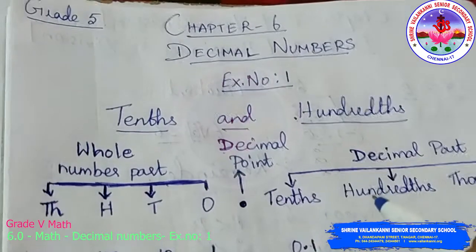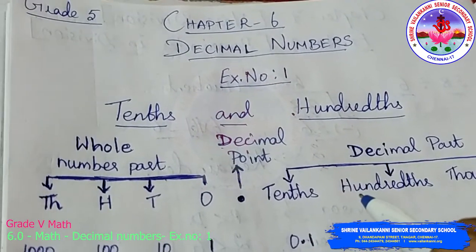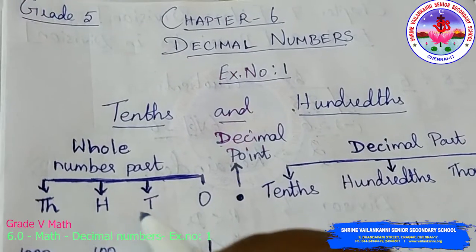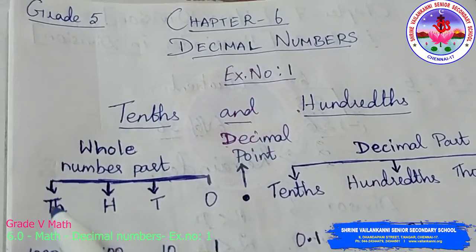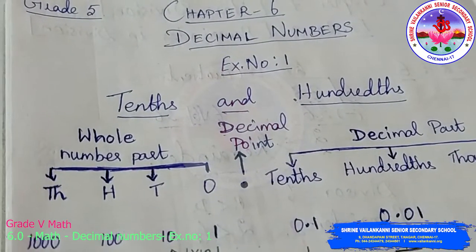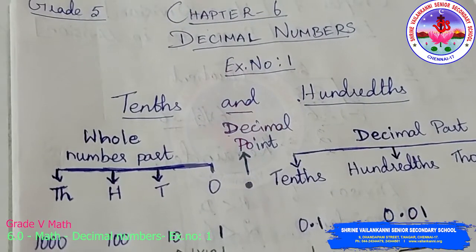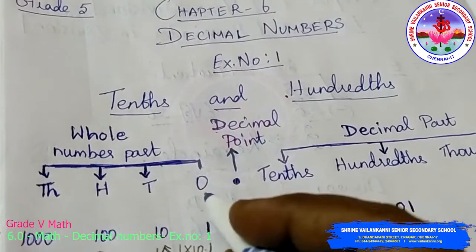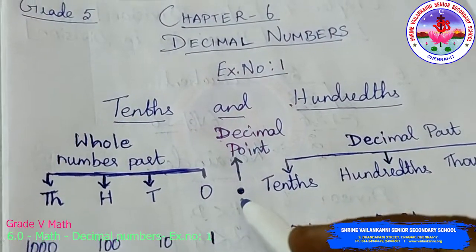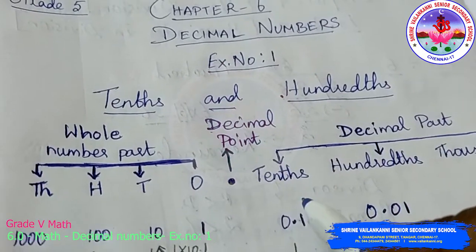That is, we have already learnt in chapter 1 about the place values, like ones, tens, hundreds, thousands, 10,000, like it keeps on moving. I have taught you about the place values. With that, we are going to continue with the decimal places.